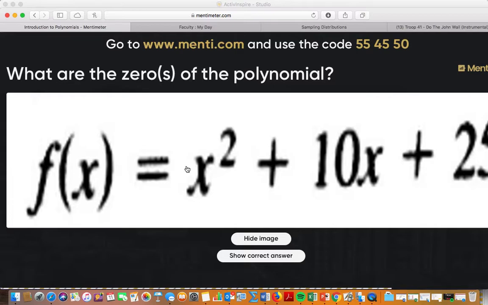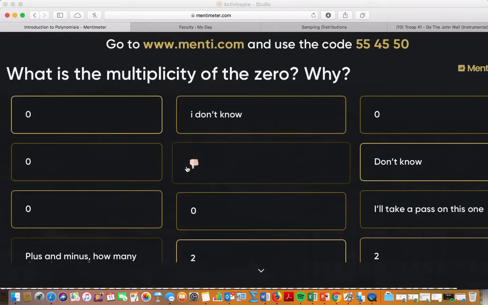2, right? Good, Rosemary. Rosemary, what's the multiplicity then? 2. Good. And we're going to head into that. If you're like, Coach, I'm not sure, we're going to get to that later today, okay? All right, we've got that there.